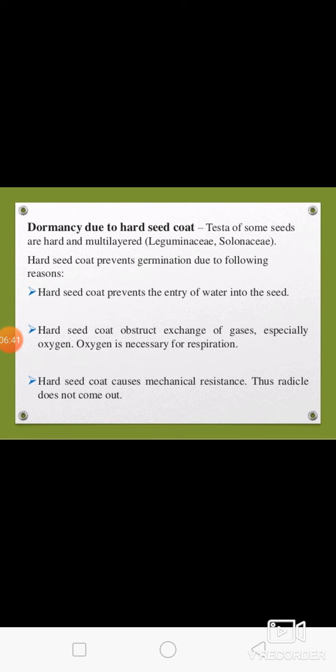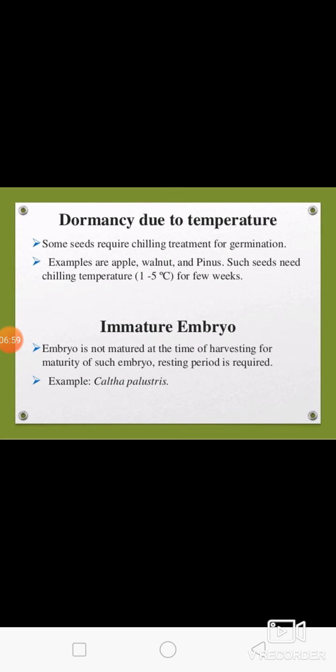Hard seed coat prevents the entry of water into the seed. Hard seed coat obstructs gaseous exchange, especially of oxygen. Oxygen is necessary for respiration. Hard seed coat causes a mechanical restriction, thus radicle does not come out.